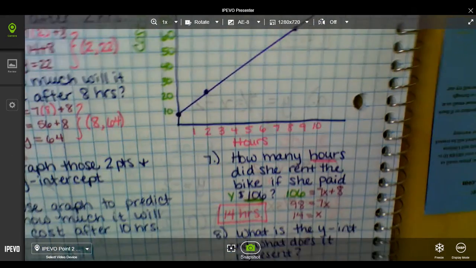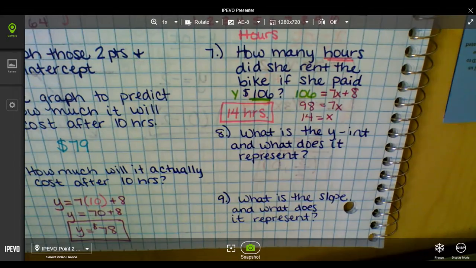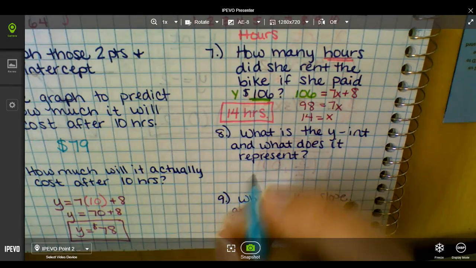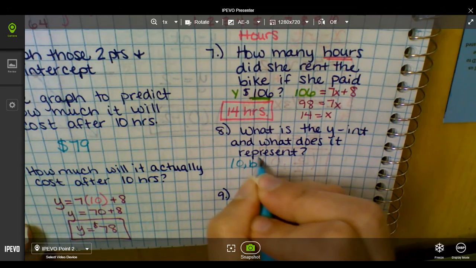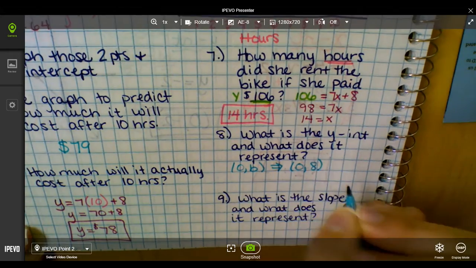Okay, then the last two questions over here. What is the y-intercept and what does it represent? So remember, your y-intercept is always (0, b). So in this case, in terms of this problem, our b is $8.